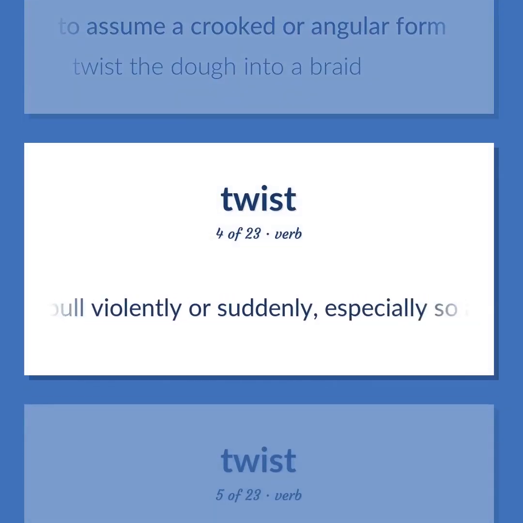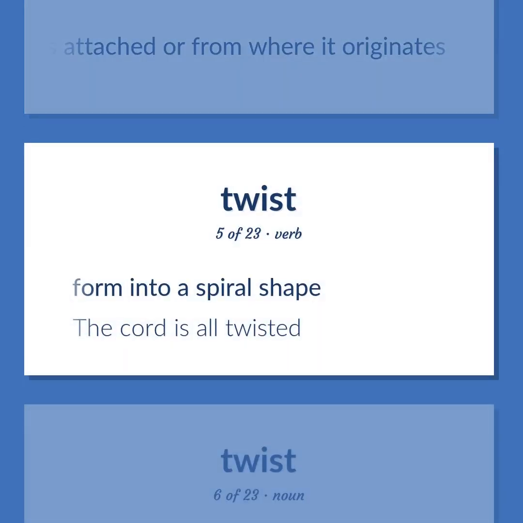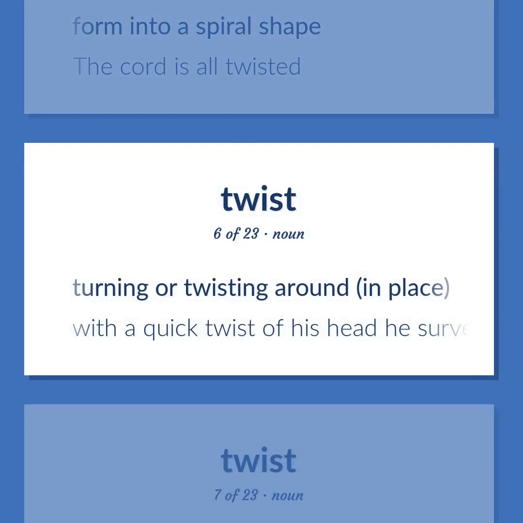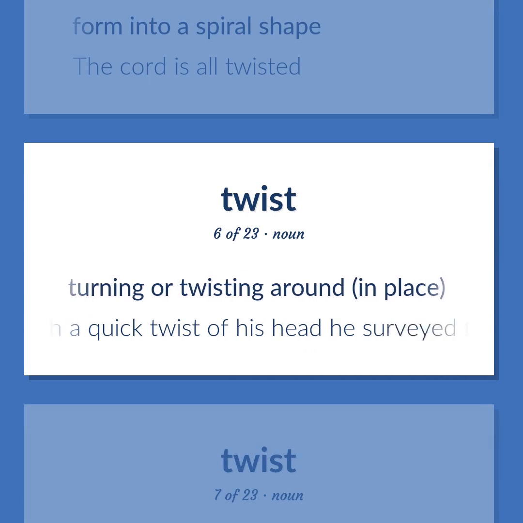Twist or pull violently or suddenly, especially so as to remove something from that to which it is attached or from where it originates. Form into a spiral shape. The cord is all twisted. Turning or twisting around, in place. With a quick twist of his head he surveyed the room.